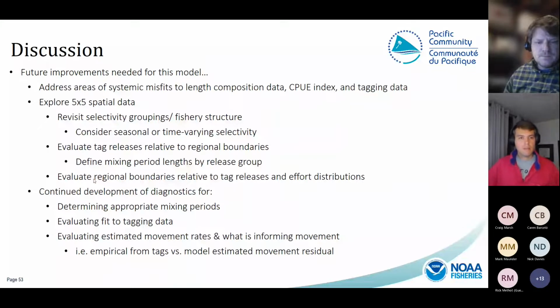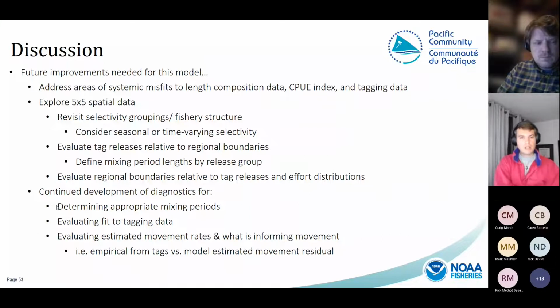And then some other things that we need continued development of diagnostics for. We spent a lot of time trying to identify an appropriate mixing period, but the fits to the data were very similar, even across different mixing period assumptions, but the stock status was not. There were some large shifts, and so we really struggled with how to define an appropriate mixing period.